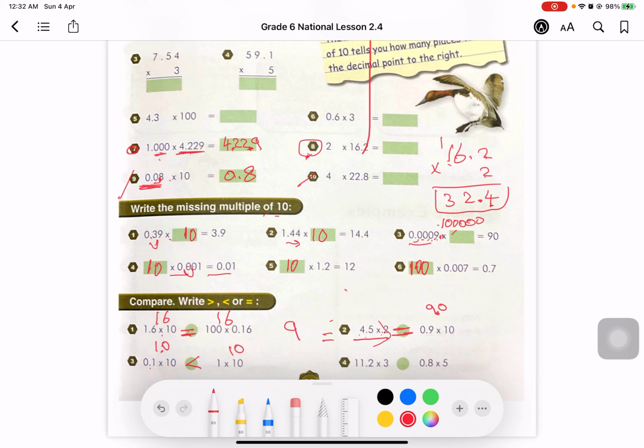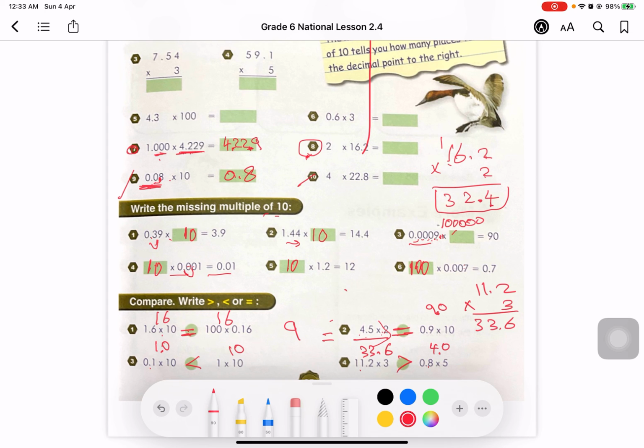We need to do long multiplication. My number is 11.2 multiplied by what? By 3. 3 by 2, 6. 3 by 1, 3. 3 by 1, 3. The decimal is after one digit here, so this one is 33.6. Let's do the second part. 8 by 5, it's 40. The decimal after 1 point, so it is 4. So 33.6 is what? Greater than. Okay? You understand how I solve this question?